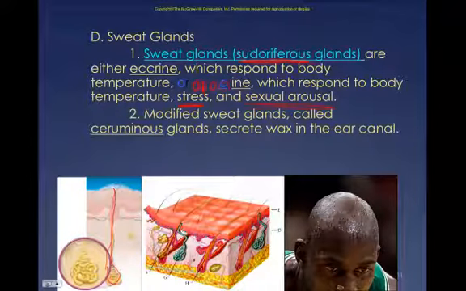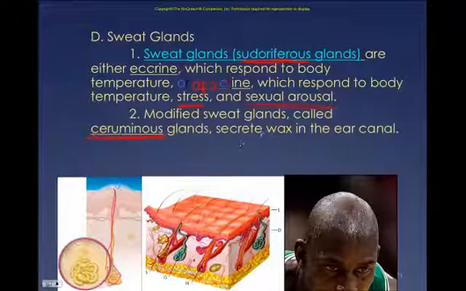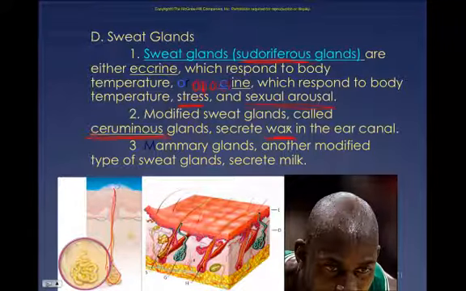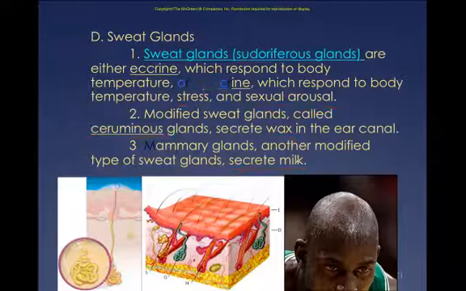And then we have some modified sweat glands in the ears called ceruminous glands, okay? They're sweat glands that are modified to produce cerumen or earwax. And then lastly, believe it or not, mammary glands are actually modified sweat glands. Mammary glands are modified to produce and secrete milk. So kind of interesting when you think about mammary glands, they're just modified sweat glands.